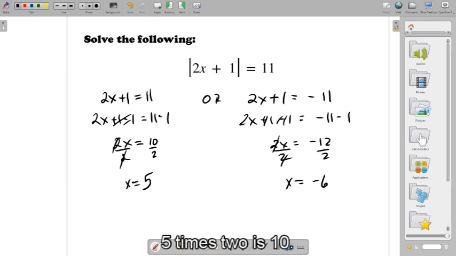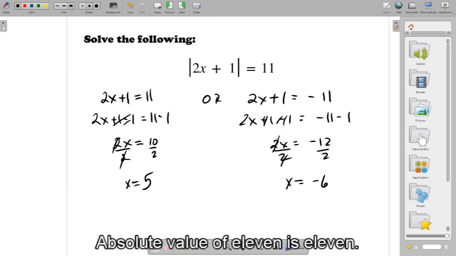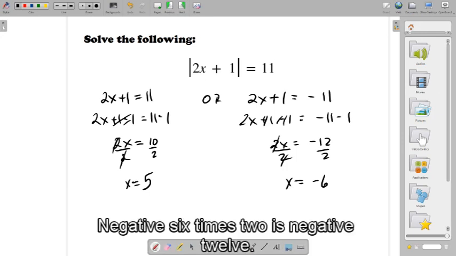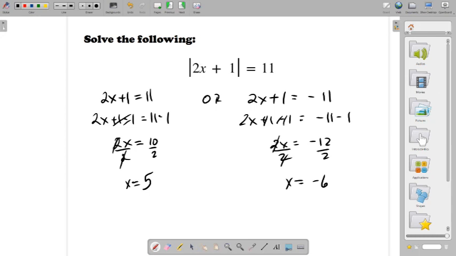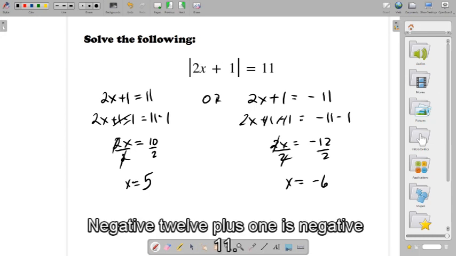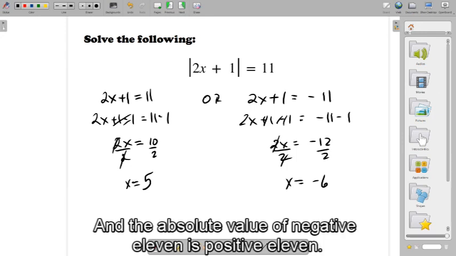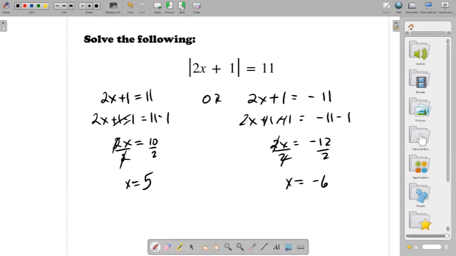5 times 2 is 10. 10 plus 1 is 11. Absolute value of 11 is 11. Negative 6 times 2 is negative 12. Negative 12 plus 1 is negative 11. And the absolute value of negative 11 is positive 11.